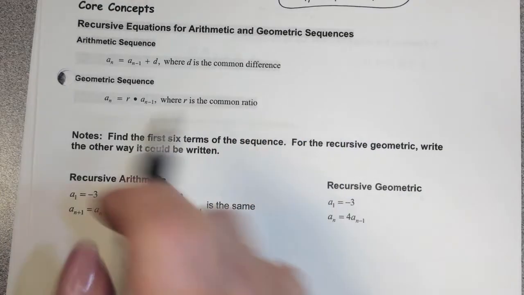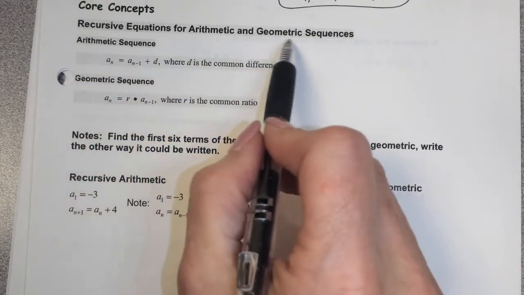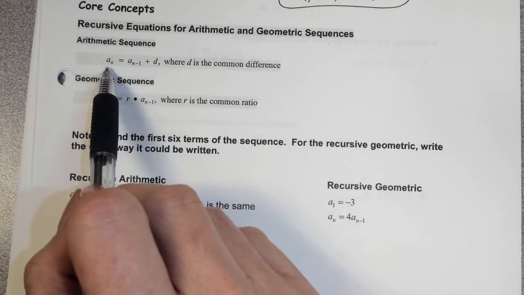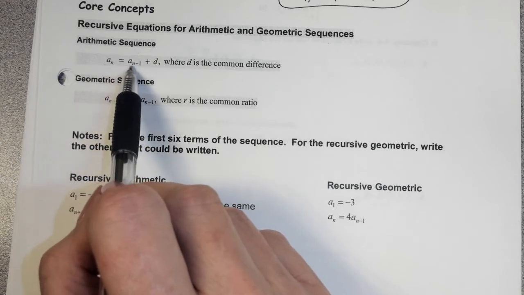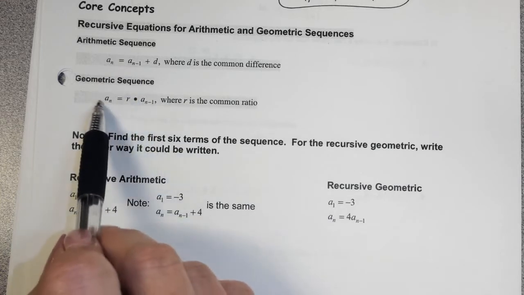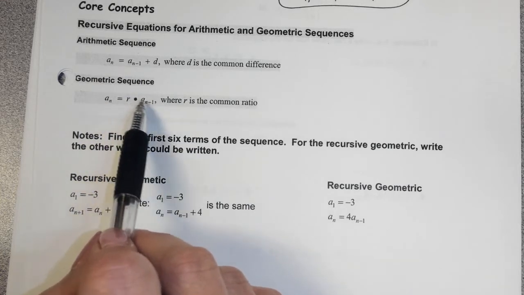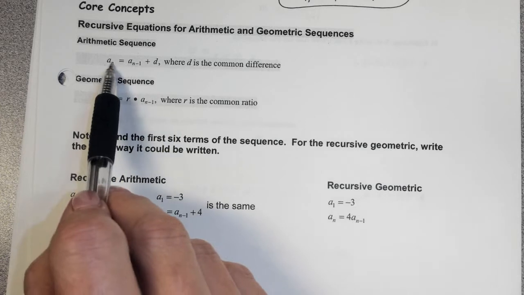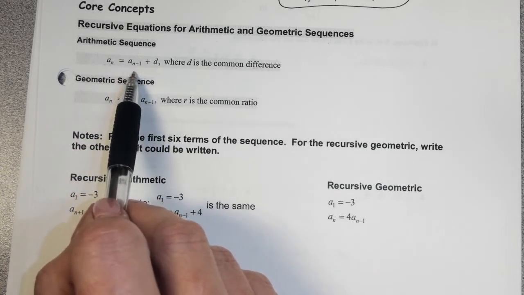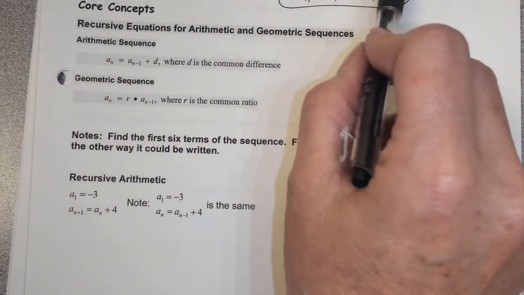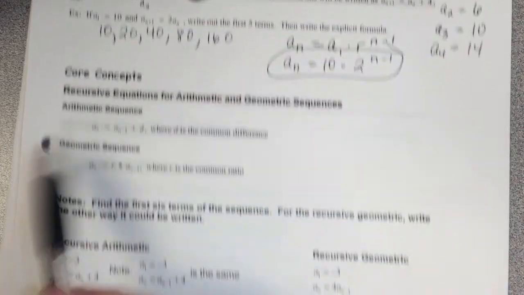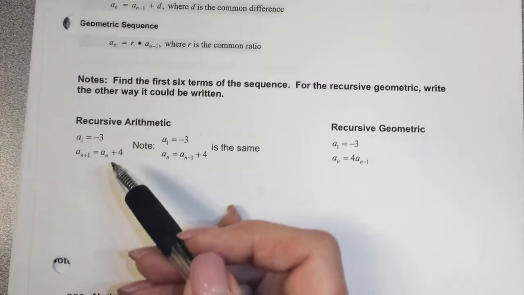All right. Recursive equations for arithmetic and geometric sequences. It's kind of nice. These have definite formulas. For an arithmetic sequence, a sub n is going to be a sub n minus 1 plus d. For a geometric sequence, a sub n is going to be r times a sub n minus 1. See, if I'm given a sub n minus 1, that just means the term right before it. When I'm given a sub n plus 1, a sub n would be the term right before it. Okay, so it's always based on the previous term.